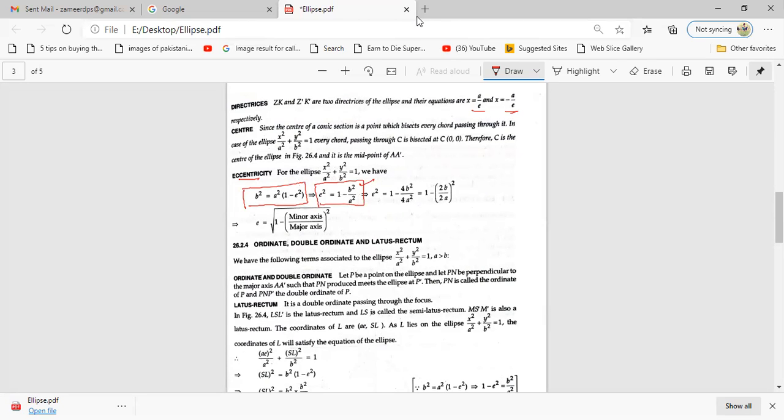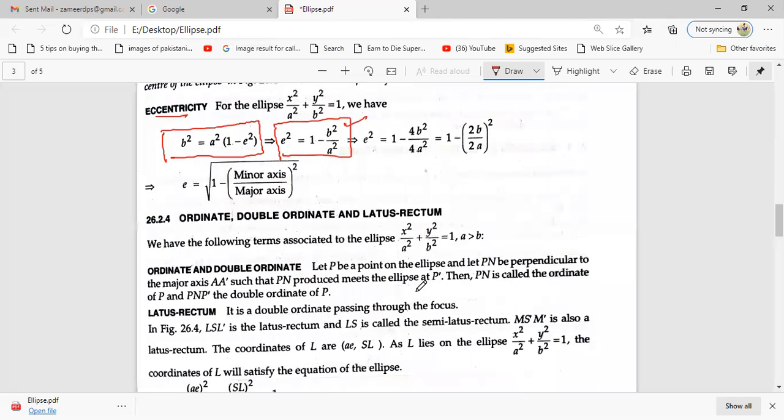Ordinates and double ordinates and latus rectum. The x coordinate is called abscissa and the y coordinate is called ordinate. So let P be a point on the ellipse, let PN be the perpendicular to the major axis A A dash, and PN produced meets the ellipse at P dash. Then PN is called the ordinate of P, and P P dash is the double ordinate. Latus rectum is a double ordinate passing through the focus.